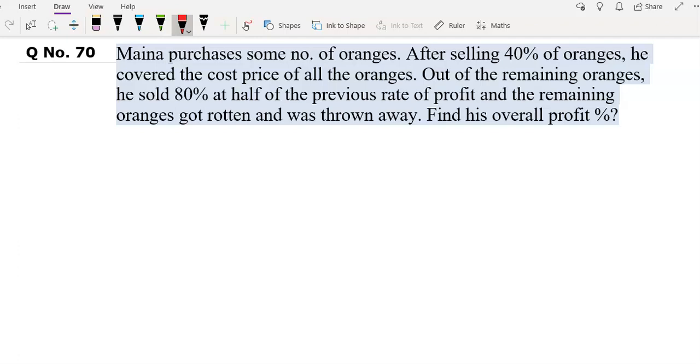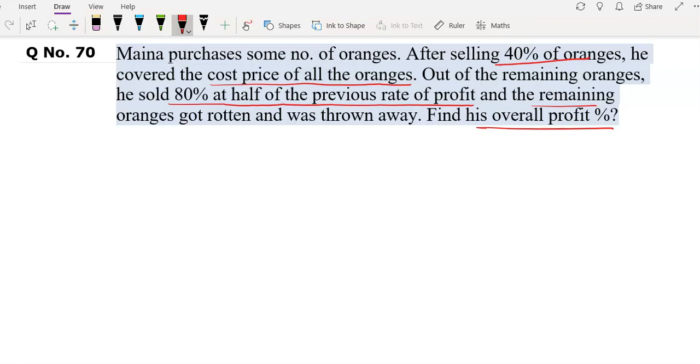Question number 70. Mina purchases some number of oranges. After selling 40% of oranges, he covered the cost price of all the oranges. Out of the remaining oranges, he sold 80% at half of the previous rate of profit, and the remaining oranges got rotten away and were thrown away. Find his overall profit percent.